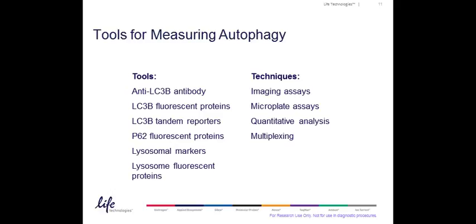And of course, given the important role of lysosomes in executing full autophagic flux, markers of lysosomes are also important, and these can constitute antibodies against lysosomal resident proteins, as well as fluorescent proteins targeted to the lysosome, and indeed various dyes such as lysotropic compounds like LysoTracker, which selectively accumulate within lysosomes.